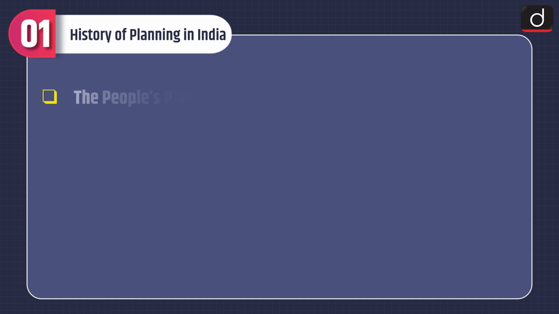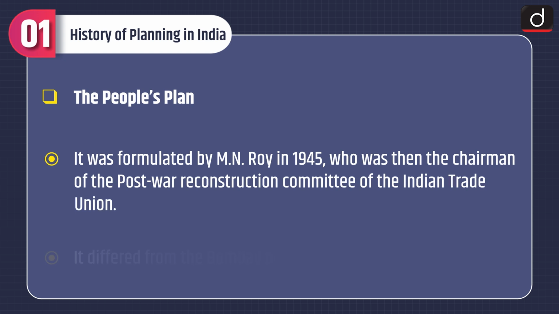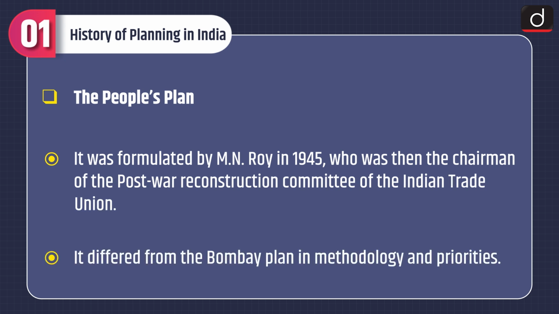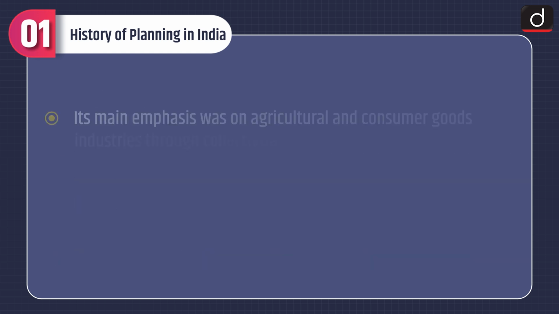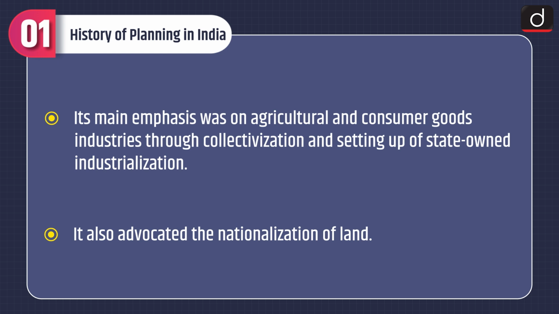The People's Plan. It was formulated by M.N. Roy in 1945, who was then the chairman of the Post-war Reconstruction Committee of the Indian Trade Union. It differed from the Bombay Plan in methodology and priorities. Its main emphasis was on agricultural and consumer goods industries through collectivization and the setting up of state-owned industrialization. It also advocated the nationalization of land.